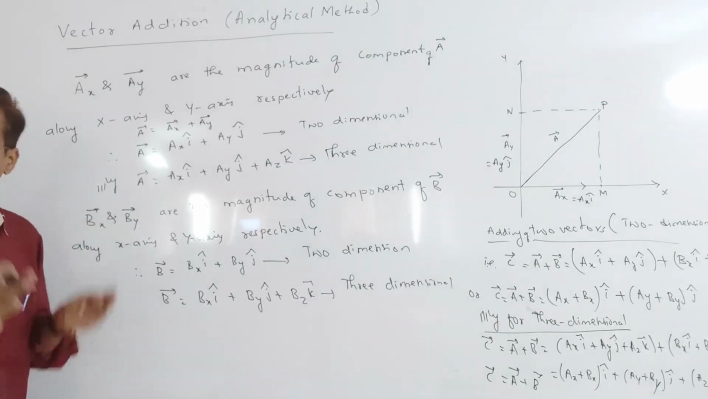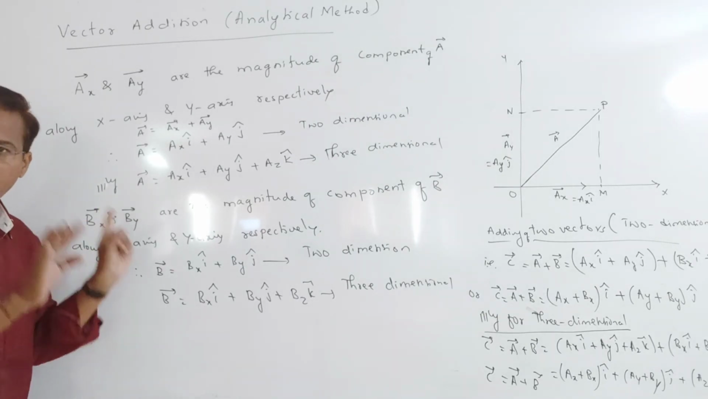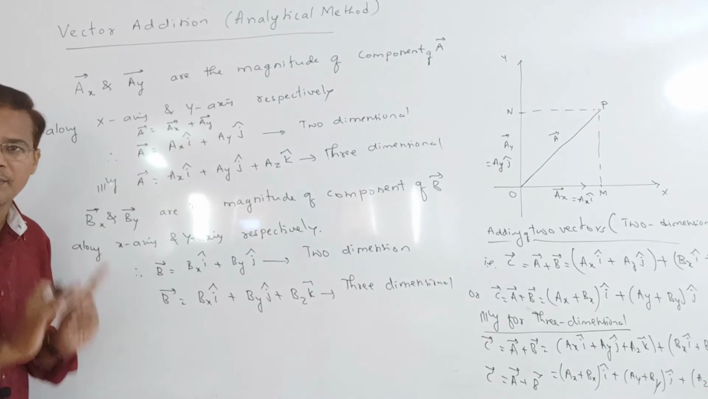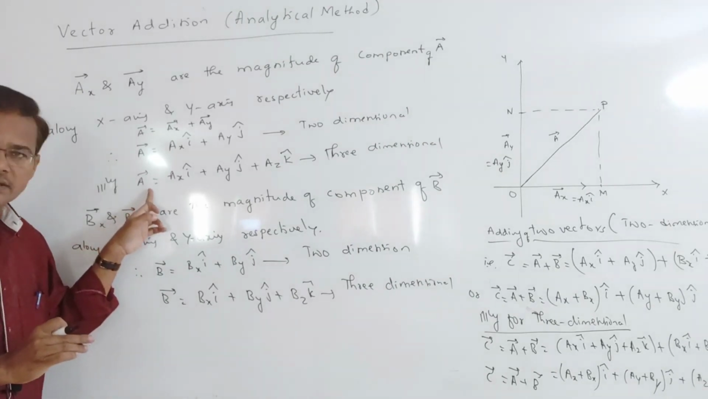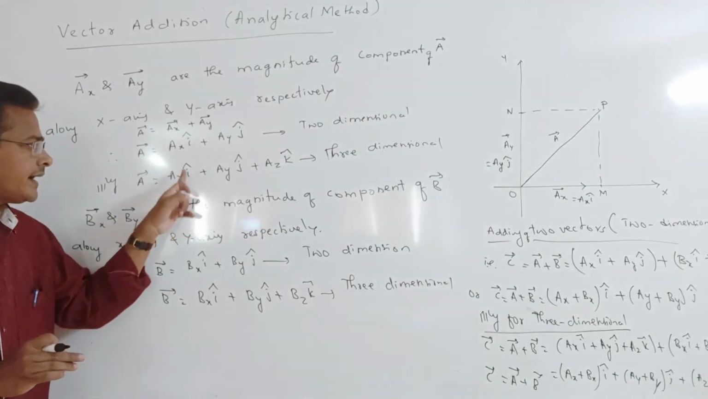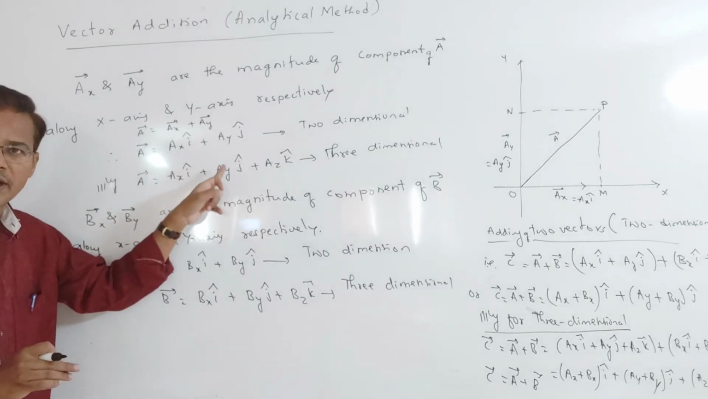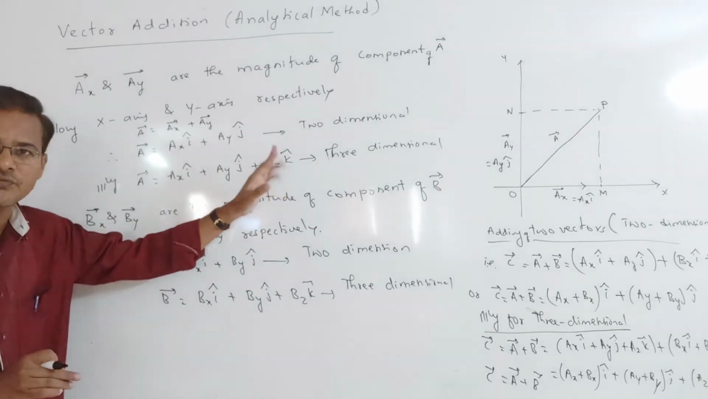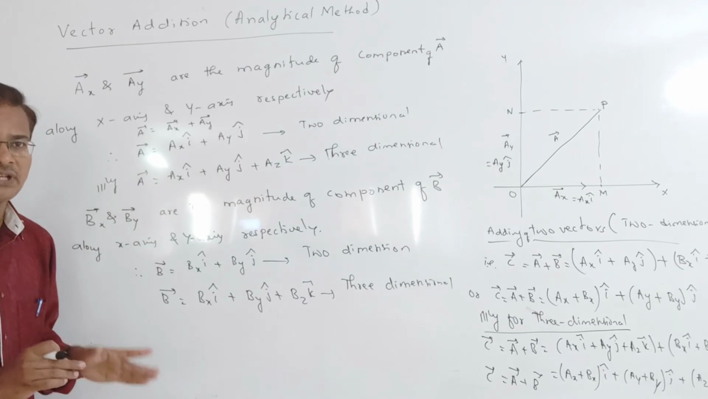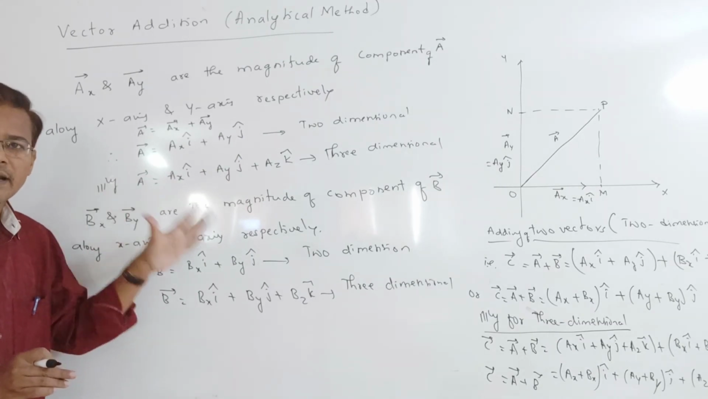Now if I take the 3-dimensional, similarly I am writing A vector equal to Ax i cap plus Ay j cap plus Az k cap. This is for the 3-dimensional.